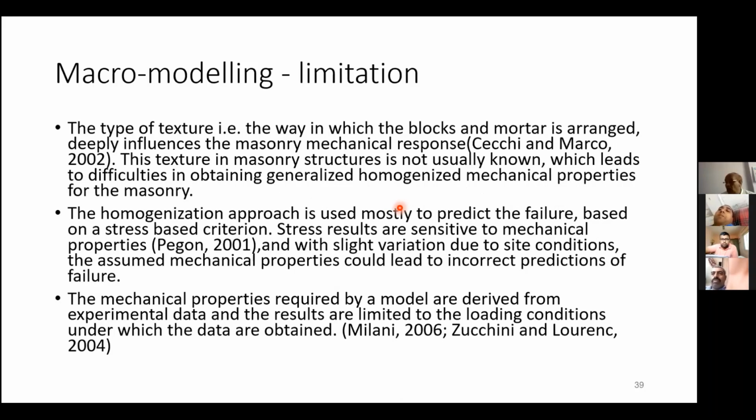The limitation is again that if the texture of the masonry changes, that is, how the blocks are arranged and how the mortar is put into the structure, the rules change and the mechanical properties change. So mechanical properties which are used for one structure are not valid for another structure. And identification of mechanical properties for heritage structures is the most difficult task, because you cannot take cores from these structures, you cannot damage them, you cannot do destructive testing on them. So you cannot get the mechanical properties of the structure.